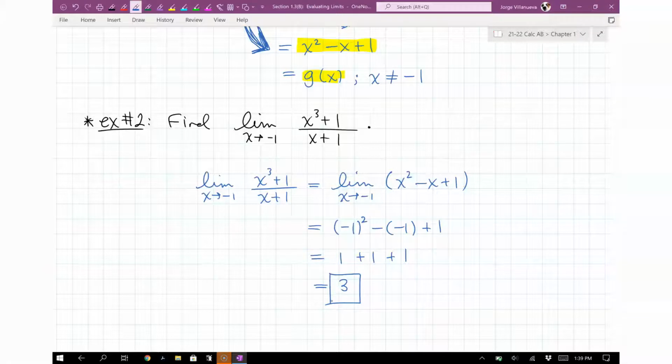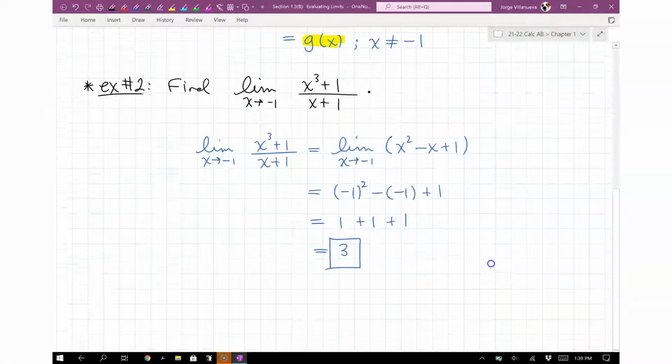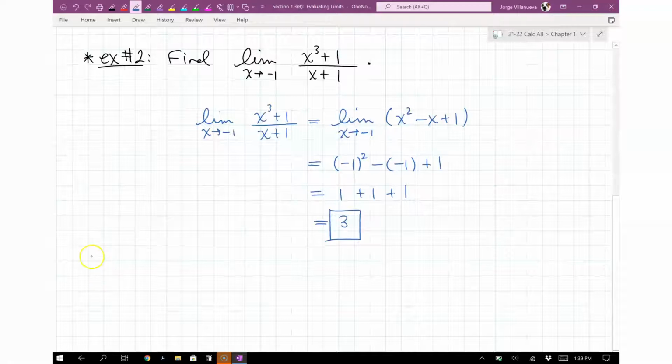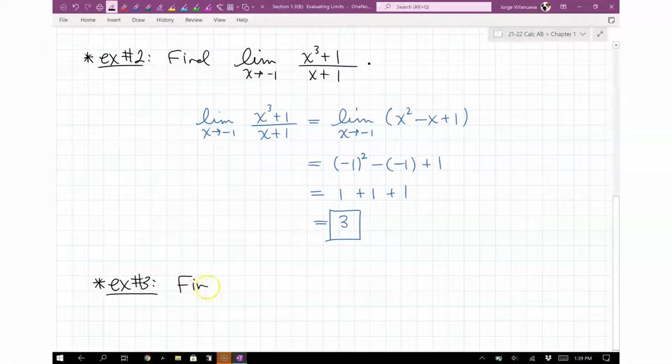Sometimes you may not. So let me give you a problem to try on your own. I'll give you a little bit of time to work on it. So try doing this one. Example number 3. We're going to find the limit as x approaches 2, and on top we're going to have x minus 2, x squared minus 4 on the bottom.